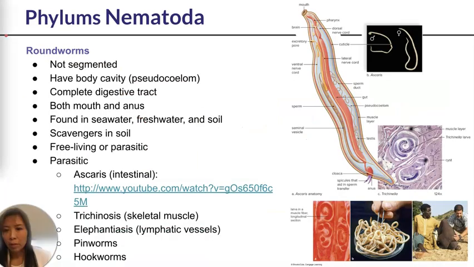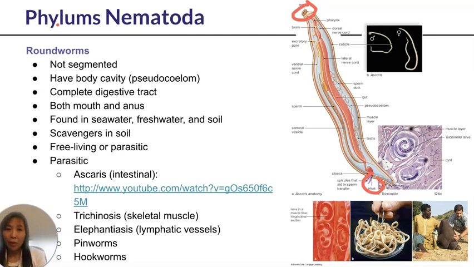And so starting with nematodes, these are roundworms. They're not segmented. They have a complete digestive tract, and so that means that they have both a mouth as well as an anus right here. And you can see their full digestive tract right here. They have a body cavity, so they're pseudocoelomate, and they're often found in both freshwater and seawater as well as in terrestrial and soil. And roundworms can be both free-living or they can be parasitic.